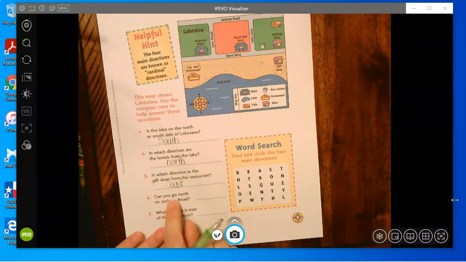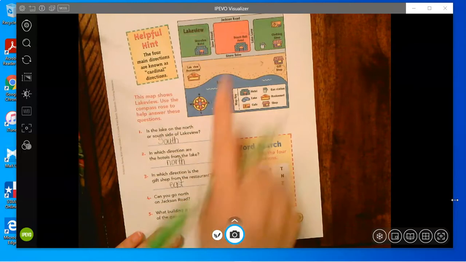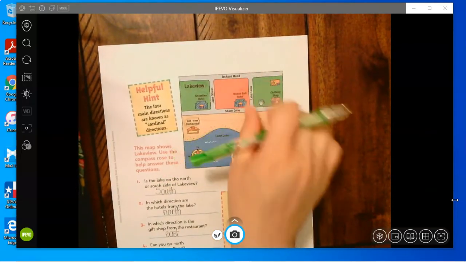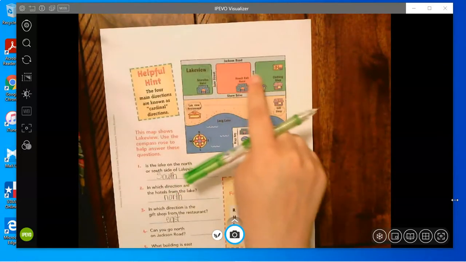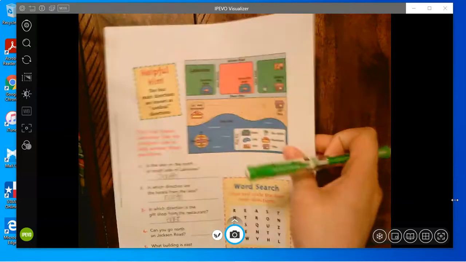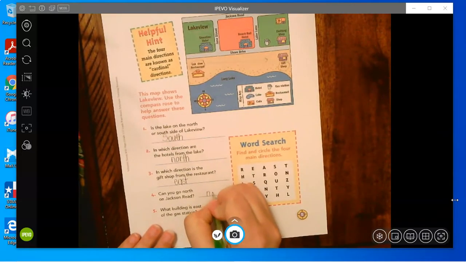Okay. Can you go north on Jackson Road? Look at Jackson Road. Can I go north? Is there anywhere to go? No, I can't. I can go south, but I can't go north. There's nowhere up top. So I'm going to put no.